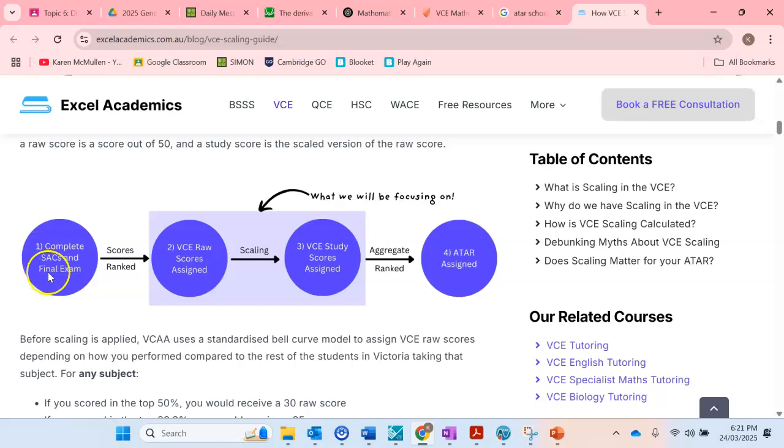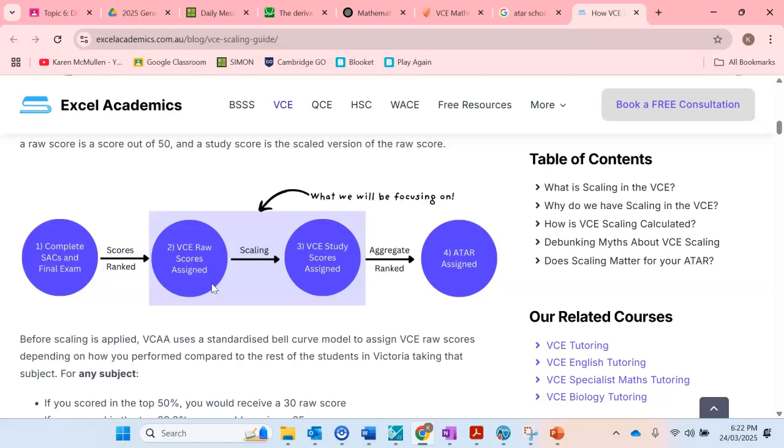I love this diagram because I just want to quickly explain how you get your study score. So you complete your SACs and your final exam. Completing your SACs, you're going to be ranked out of everyone at your school doing the same subject. So you guys doing general maths, you'll be ranked, and then you go on to do your final exam, which will have more of an impact on your study score than your actual SAC results. So you get your VCE raw score.